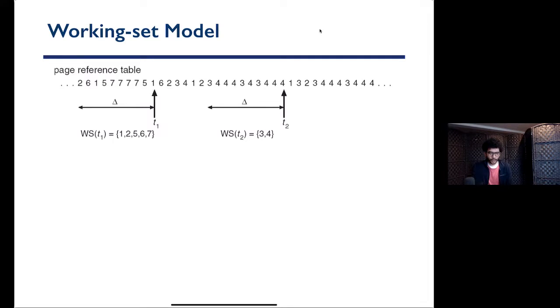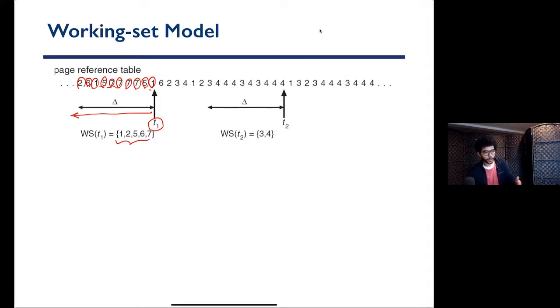Now, how can I know what is my working set? How can I know how much memory my application needs? One thing to do is to keep track of all the pages that your application needs, and say that is your working set. So basically, at any given time T1, I look back for some delta time period, and I look at all the pages that were referenced. And I construct a set of all pages that were referenced.